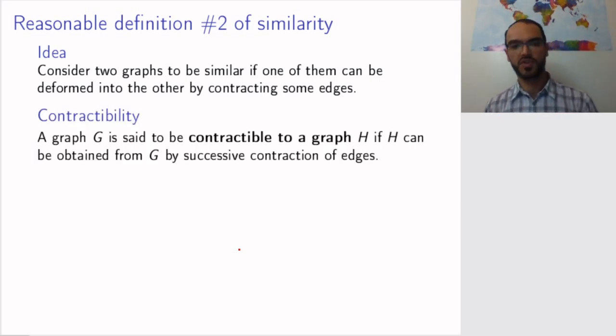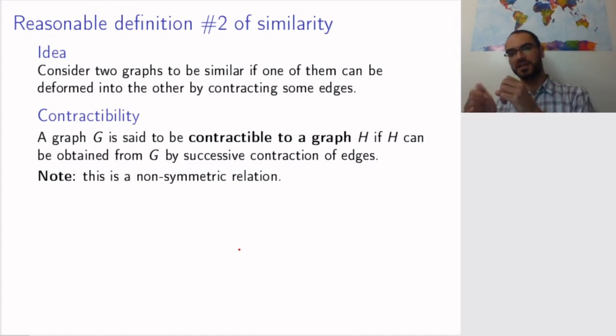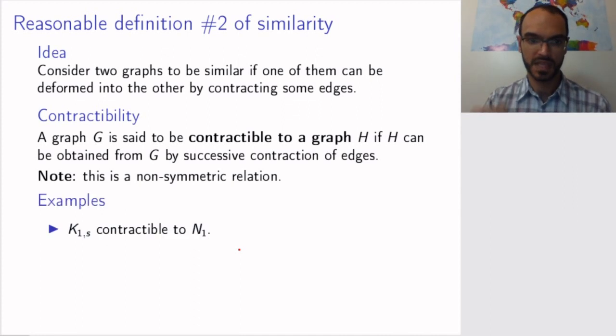So you call a graph G contractible to a graph H if H can be obtained from G by successive contraction of edges. And note that this is not a symmetric relation. If I can contract G to H, this doesn't mean I can contract H to G. Let's look at some examples. So the complete bipartite graph K1,3 is contractible to the null graph on one vertex.